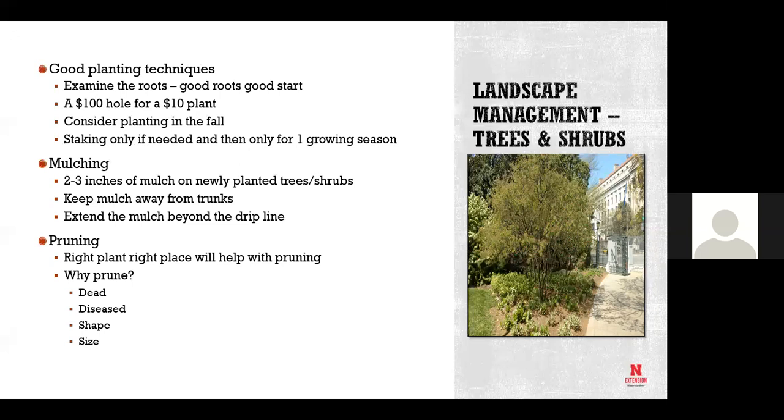We've talked about mulch already, but the extension of the mulch to the drip line, if at all possible. Now on a tree that's 50 feet across, you probably don't want to mulch your whole front yard. But you might have to, because if you can't grow turf under there, you're going to have to do something, right? Pruning, again, we've already talked about the pruning issue.